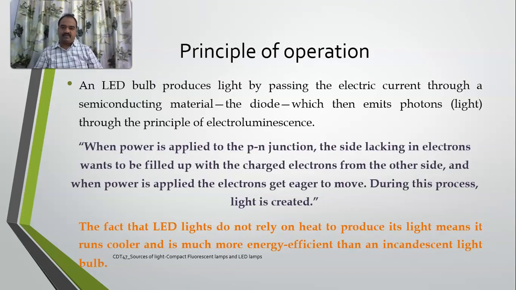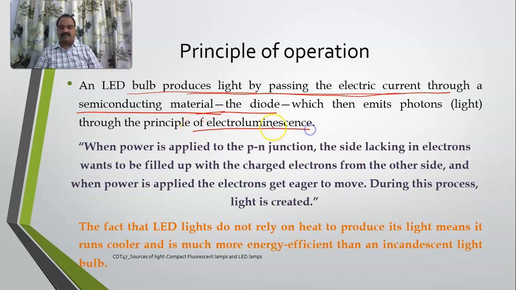So, what actually is the principle of operation of an LED? See, an LED bulb produces light by passing electric current through a semiconducting material. Normally, we have 5 to 6 types of basic semiconducting materials, and combinations of these are also semiconducting materials. So an LED bulb produces light by passing electric current through a semiconducting material, normally a diode, which then emits photons through the principle of electroluminescence. That is just like a photodiode.